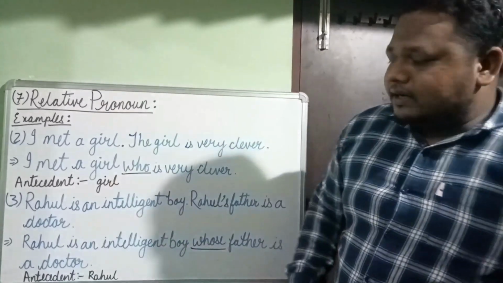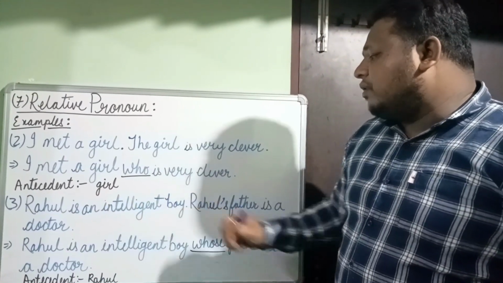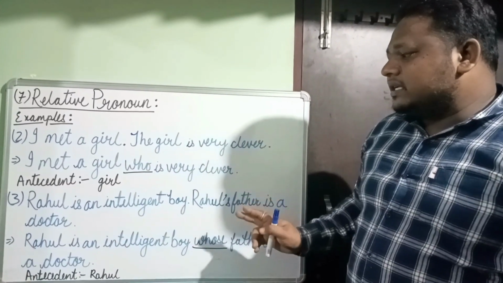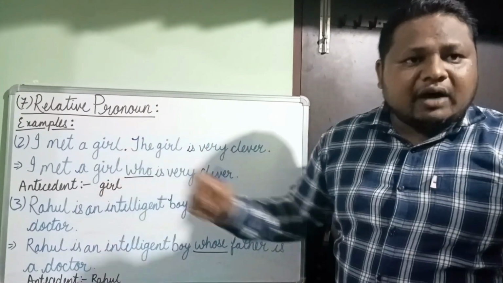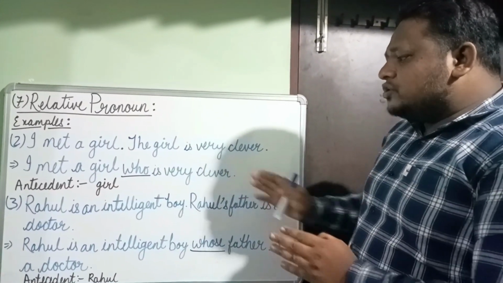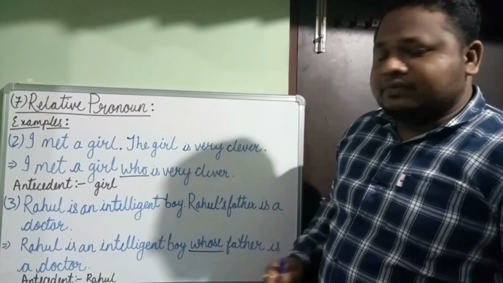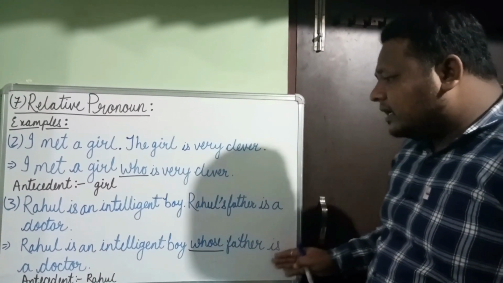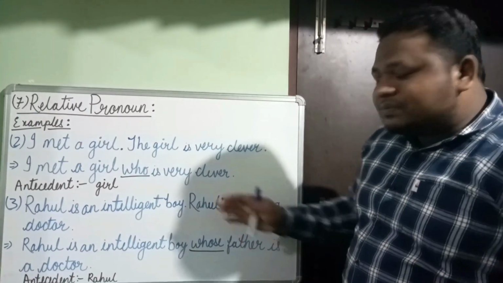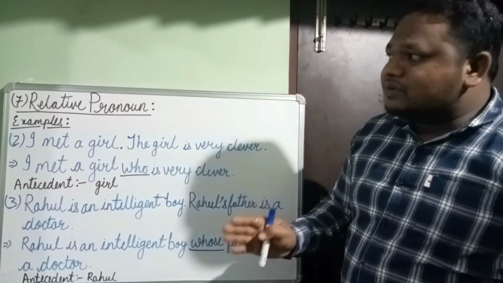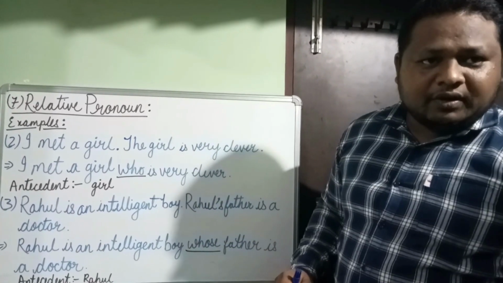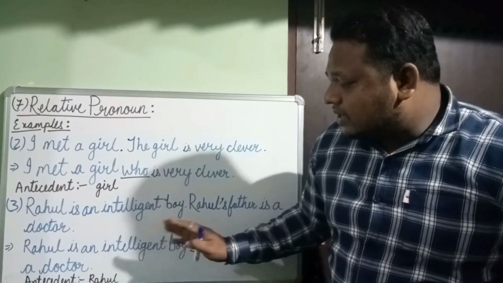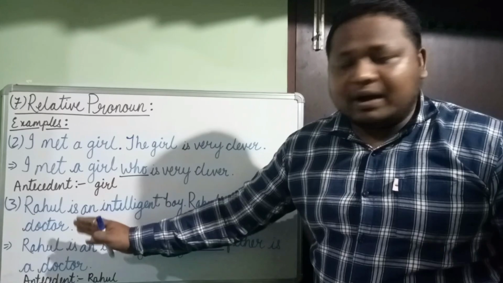Now, example third. Rahul is an intelligent boy. Rahul's father is a doctor. Here we have two sentences which are talking about Rahul. Alright, so we will try to join these two sentences using a relative pronoun. Let us see. Rahul is an intelligent boy whose father is a doctor. So now we have successfully joined these two sentences using the relative pronoun whose. Okay, and now if we want to know what the antecedent is, it will be Rahul, because in both the sentences we are talking about Rahul.